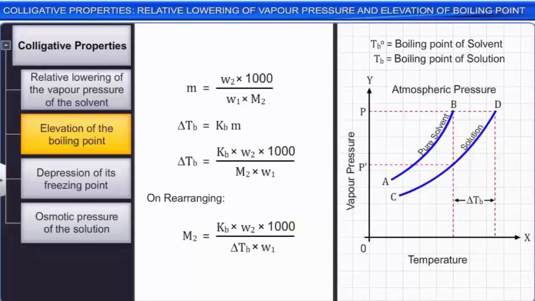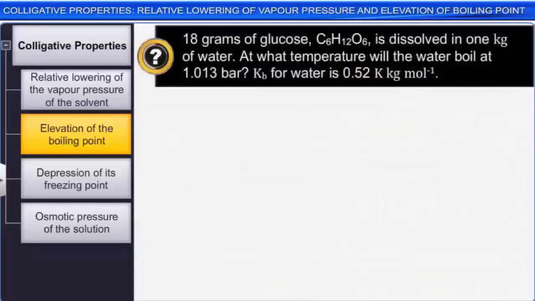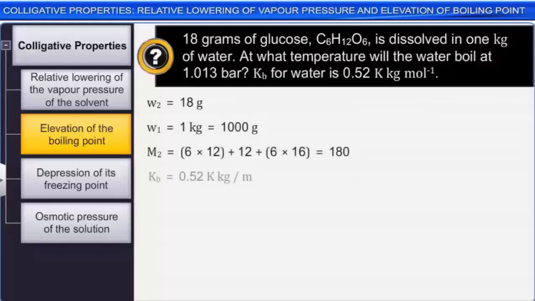18 grams of glucose, C6H12O6, is dissolved in 1 kg of water. At what temperature will the water boil at 1.013 bar? Kb for water is 0.52 Kelvin kg per mole. The first step is to list the variables given to us. W2 is equal to 18 grams. W1 is 1 kg. And Kb is equal to 0.52 Kelvin kg per mole.